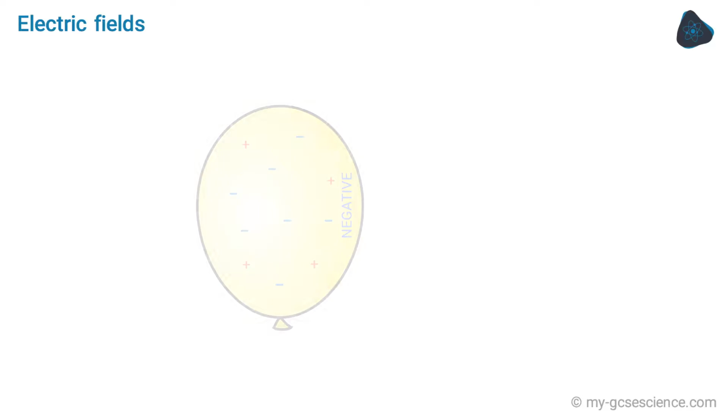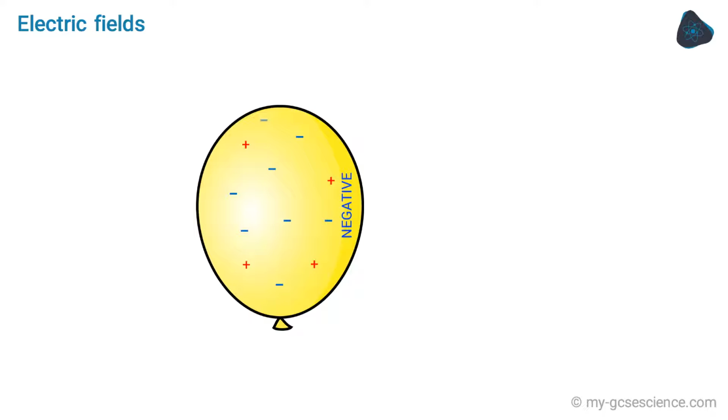Electric fields explain how this negatively charged balloon can stick to this wall. The electric field around the balloon is causing electrons in the wall to be forced away from, or repelled by, it. Because this bit of the wall is now positively charged overall, there will be a force of attraction between the balloon and the wall.